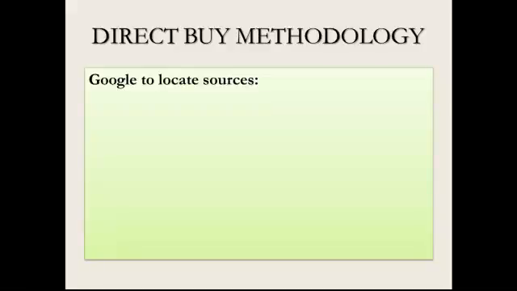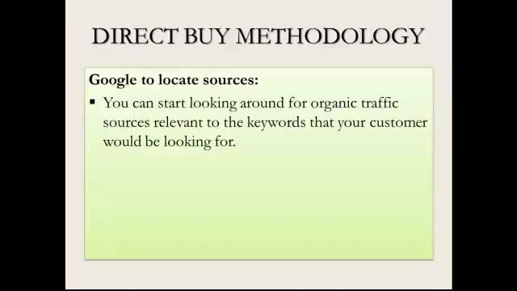In this lesson, we're going to continue building out our list for site placements where we might like to place a direct media buy. And as you guessed, Google eventually was going to be one of those sources. So what we can do is go to Google and start looking around for organic traffic sources that are relevant to keywords that our customers are looking for.